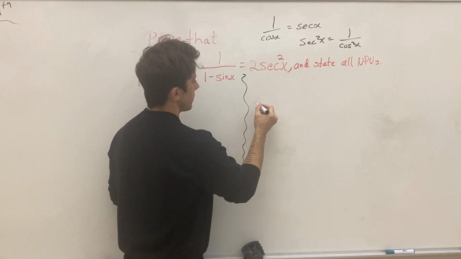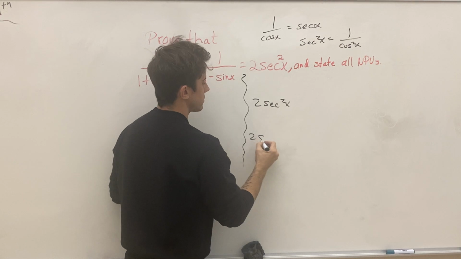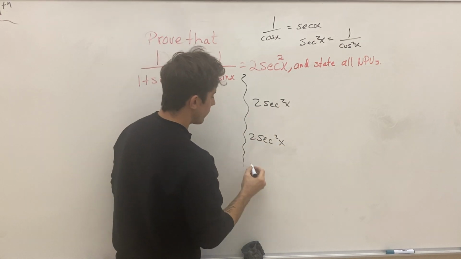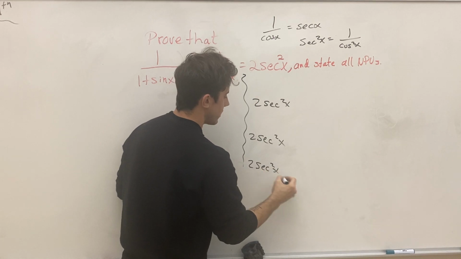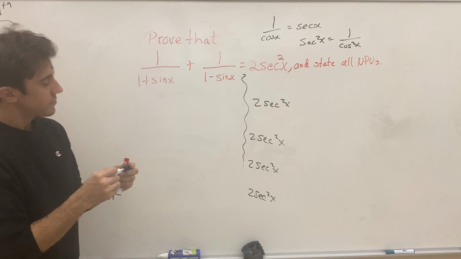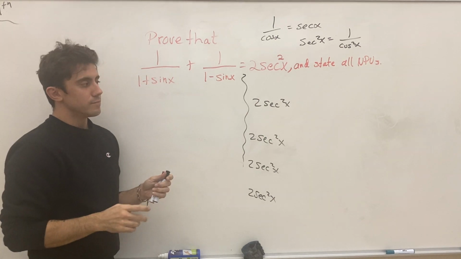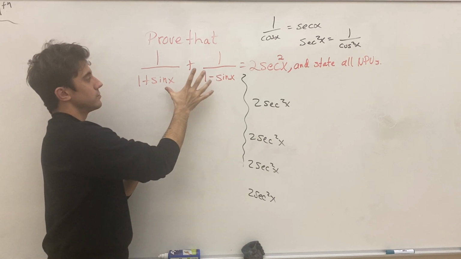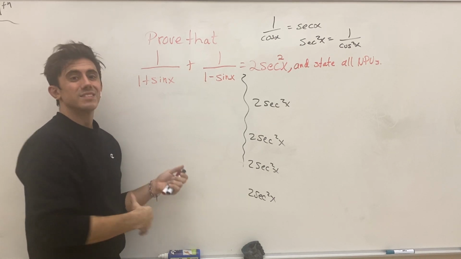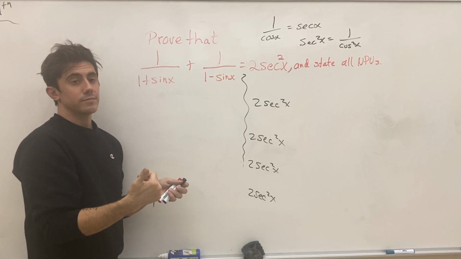And so I'll write 2 secant squared x a few times just to remind myself that that's what we're aiming for along the way, and we know that that's what we have to ultimately get to, okay? So now our task is to use some creative algebraic manipulations to have the left-hand side become 2 secant squared x. So it's nice to know where we are aiming to end up, okay?